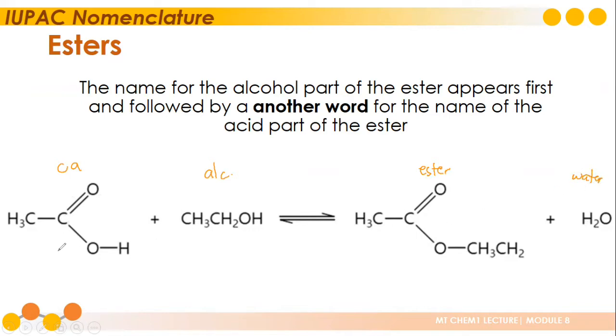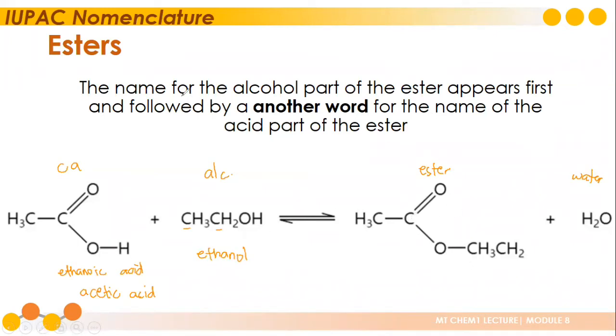This one is ethanoic acid. It has two carbons. In carboxylic acids, as we discussed in the last video, we usually use the common name. Ethanoic acid's common name is acetic acid, so we will be using the name acetic acid. For the alcohol, on the other hand, this has two carbons, so this is ethanol.